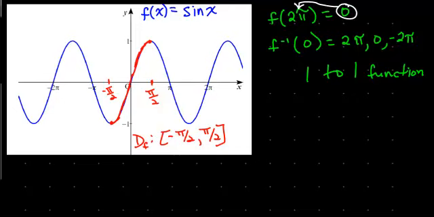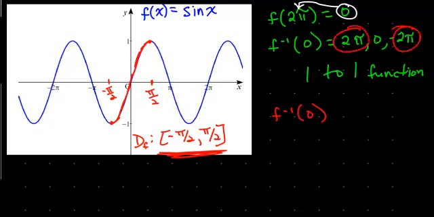Okay, so we're going to do f inverse of 0 again. Now, if my function f is restricted to the domain negative pi over 2 to pi over 2, then 2 pi couldn't have been the answer. This one has to be the answer.